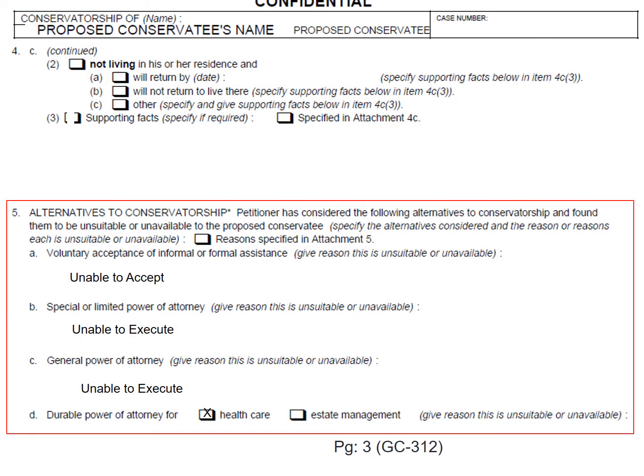On page 3 of Form GC-312, Item 5 asks whether a less restrictive means of providing for the conservatee's needs is available, such as powers of attorney. However, if the conservatee lacks the capacity to voluntarily accept informal or formal assistance or to execute such documents, then you can write in "unable to accept" or another similar phrase to the same effect at items 5A through 5D. At item 5D, check the box next to healthcare.